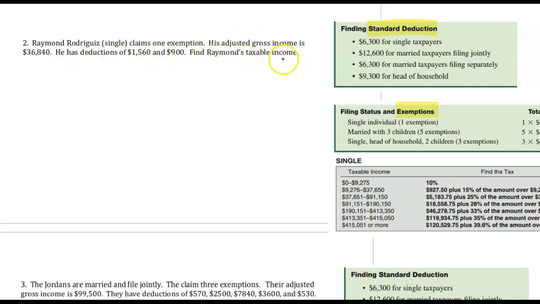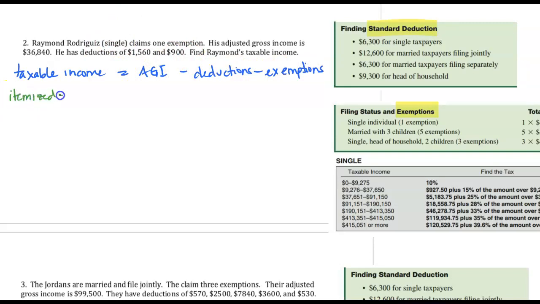Find Raymond's taxable income. To find taxable income, we take that adjusted gross income and we subtract deductions and we subtract exemptions. Now, before we just start putting it all together, I want you to take a look at, there's 2 kinds of deductions. One is an itemized deduction, and we need to compare that with a standard deduction.